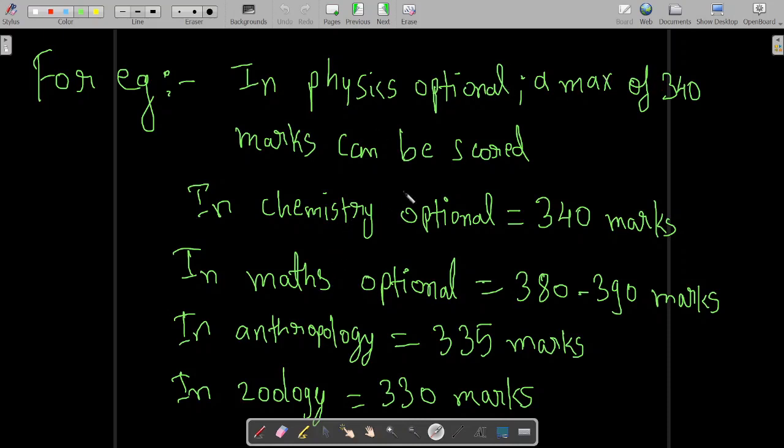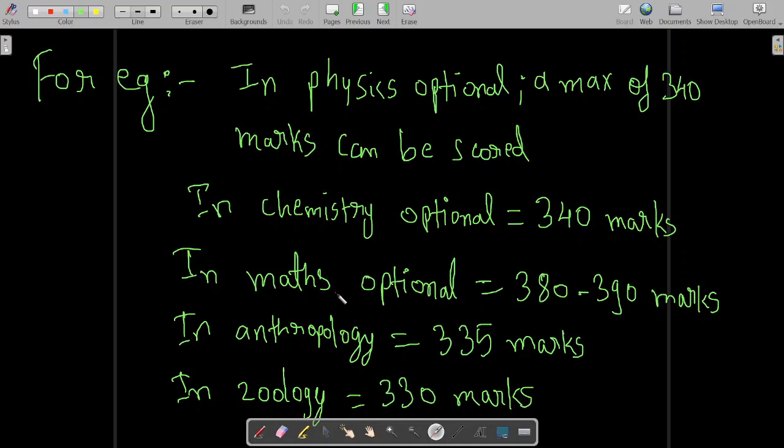In chemistry optional there is description and also numericals. In physics also, description plus numericals is there. Because of description your marks reduce, and because of numericals your marks increase. Because in numericals there is a fixed final answer, and there are fixed steps involved. The steps are fixed and the final answer is also fixed. So because of numericals the scoring of physics optional increases, and the scoring of chemistry optional increases.